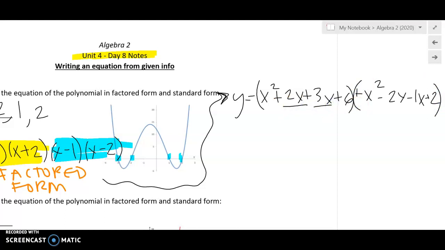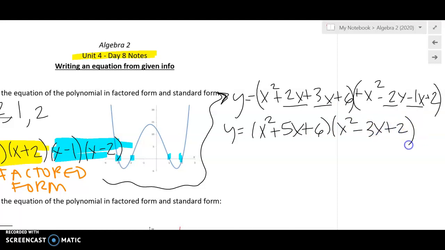This is just a lot of multiplying, so that's why I'm going fast. This was a previous day. So slow down and take this piece by piece if you need. But let me clean this up. So I technically have x squared plus 5x plus 6. And then I have x squared minus 3x plus 2. So that was the yellow piece and the blue piece. So now I'm going to have to multiply those.